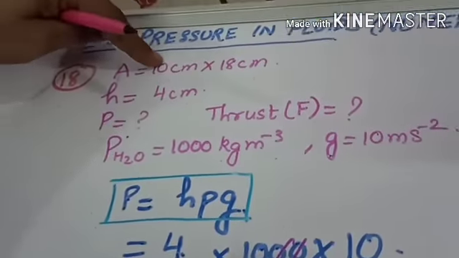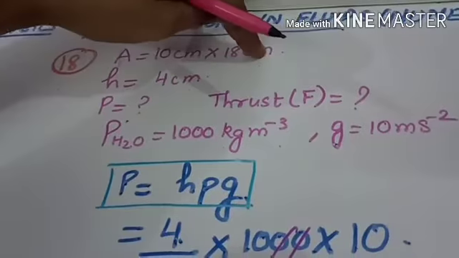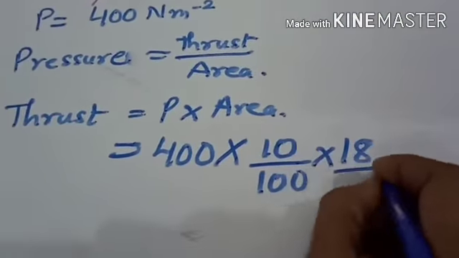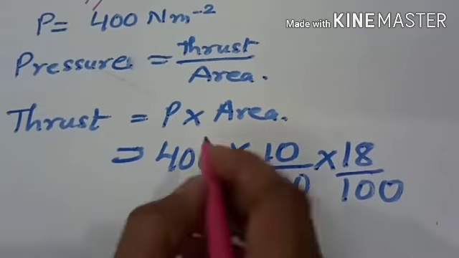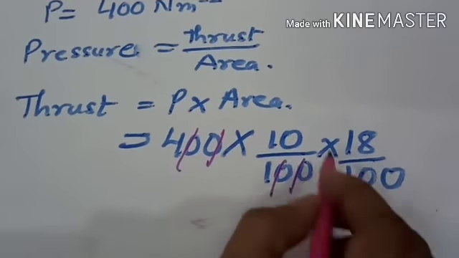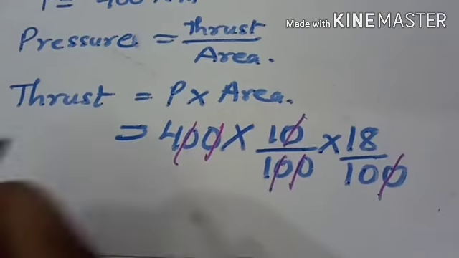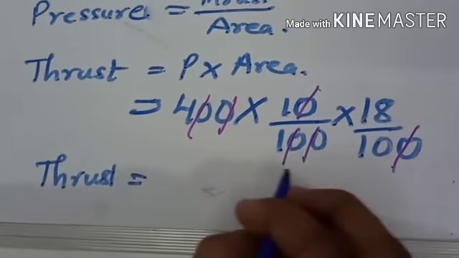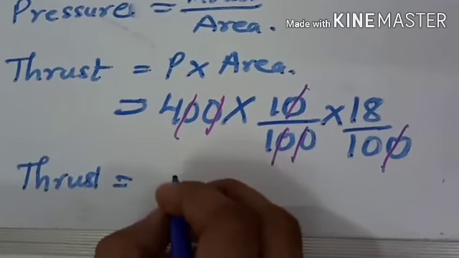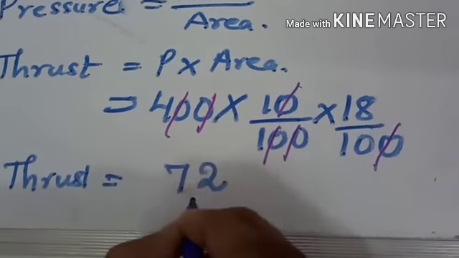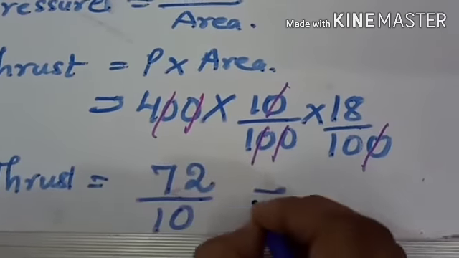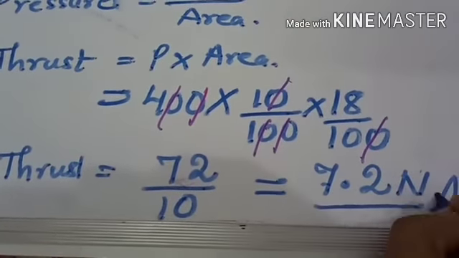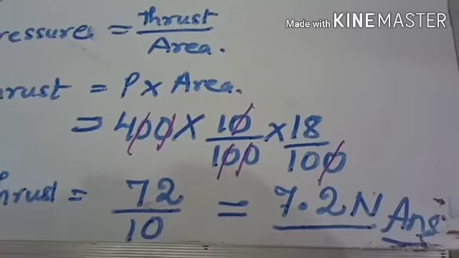You will change into meter by dividing by 100. So 10 upon 100 into 18 upon 100. Now we will simplify. The zeros will be cancelled. One more zero will be cancelled. When you multiply 4 into 18, it will come out to be 72 upon 10. So it will come out 7.2 Newton. So this is your answer of question number 18.